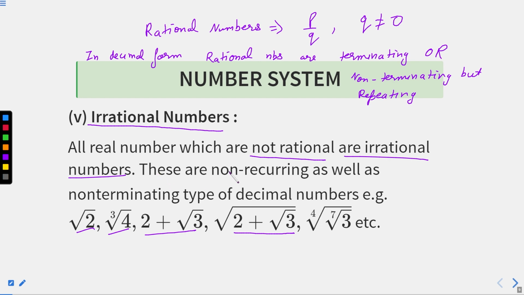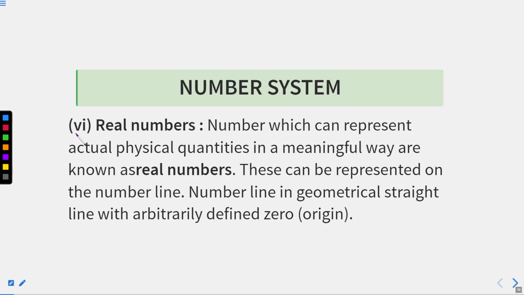One can say that irrational numbers are non-recurring, that means non-repeating and non-terminating. Okay, non-repeating and non-terminating. And these types of decimal numbers are called irrational numbers. Okay, clear? Let's move. Now real numbers. So we have talked about rationals and irrationals.